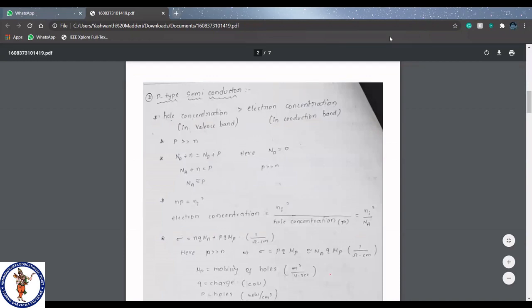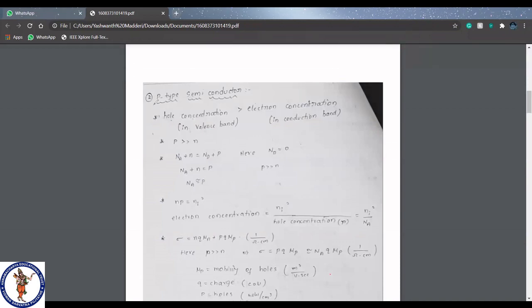Now we will jump to the p-type semiconductor. What is a p-type semiconductor?